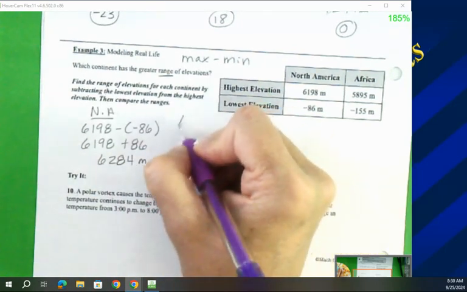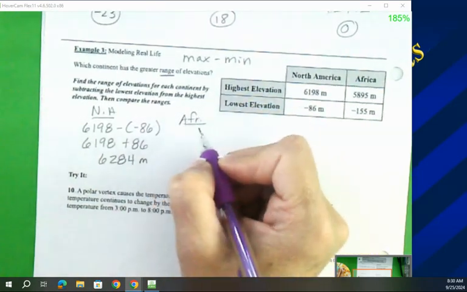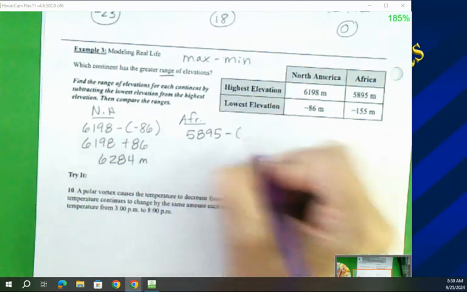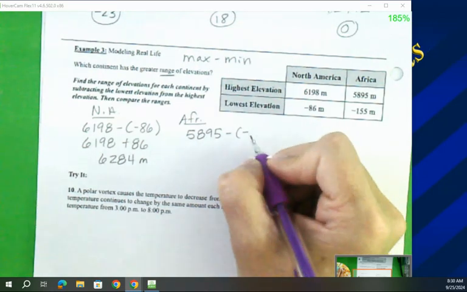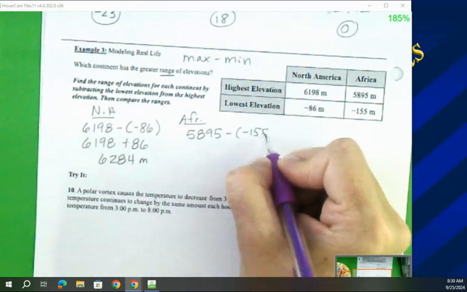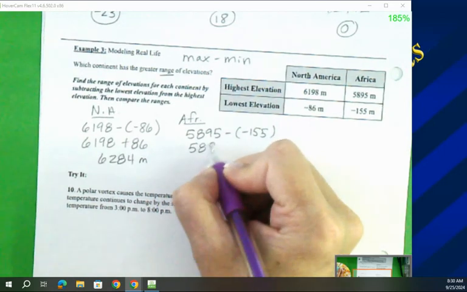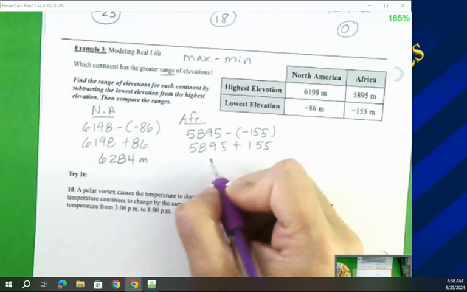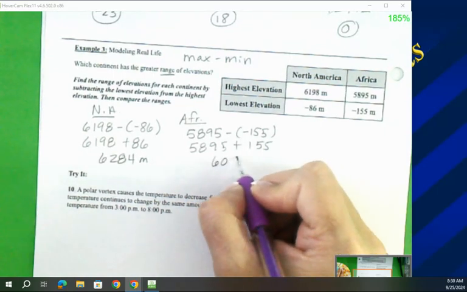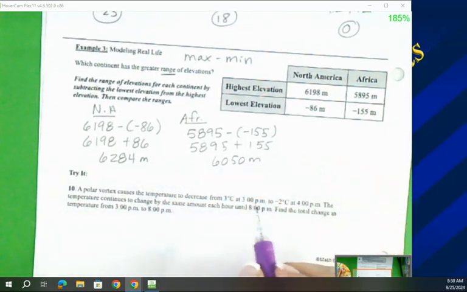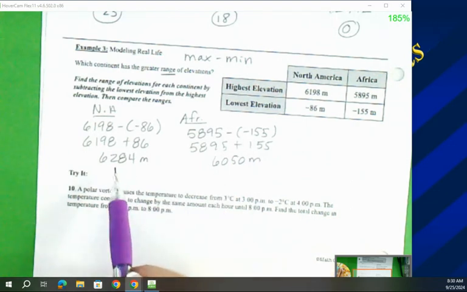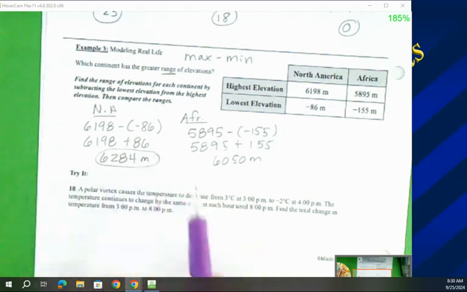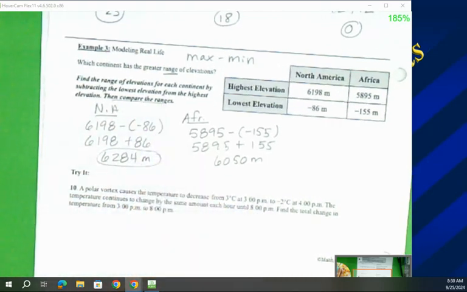Okay, now for Africa, 5,895 minus our negative 155. That means we're going to do 5,895 plus our 155, which is 6,050 meters. Okay, so North America has the greater range, and then we're also told here to compare the ranges.